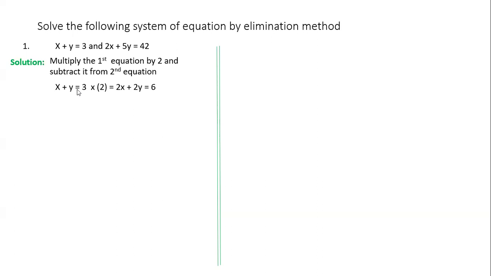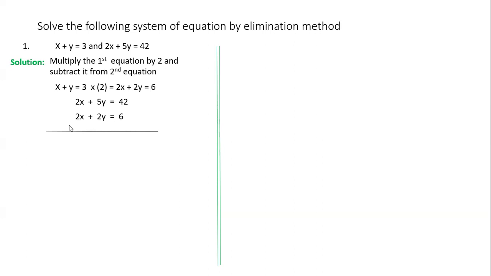So x plus y is equal to 3 into 2. So multiply with 2, it becomes 2x plus 2y is equal to 6. This will be your first equation. And this is your second equation, 2x plus 5y is equal to 42. Subtracting 2x plus 2y is equal to 6. Okay, this is the second equation. This is the first equation. We're going to subtract it.